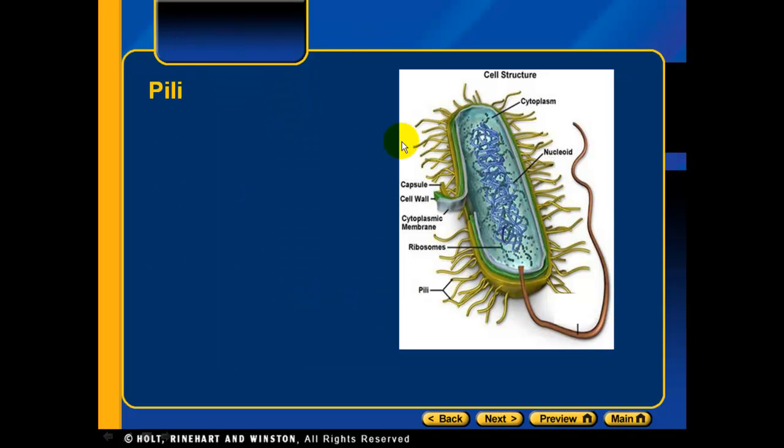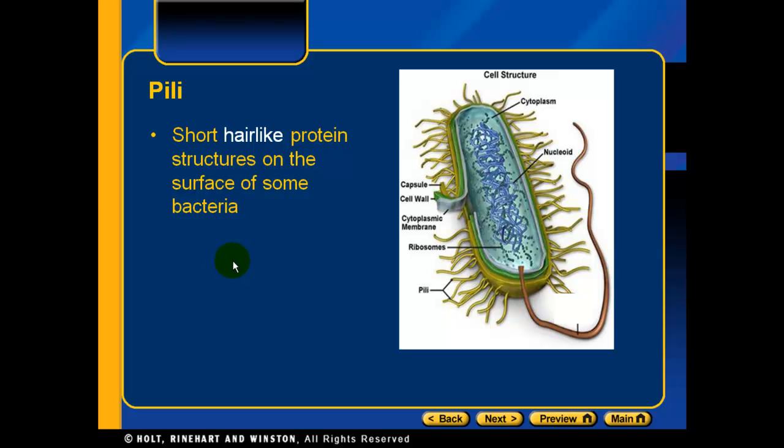Okay, next one is pili. Pili are not the same thing as cilia. Cilia would be way smaller. Pili are longer. Pili are short hair-like protein structures on the surface of some bacteria. They help the bacteria connect to each other. They might exchange DNA, or they connect to a surface like your teeth.